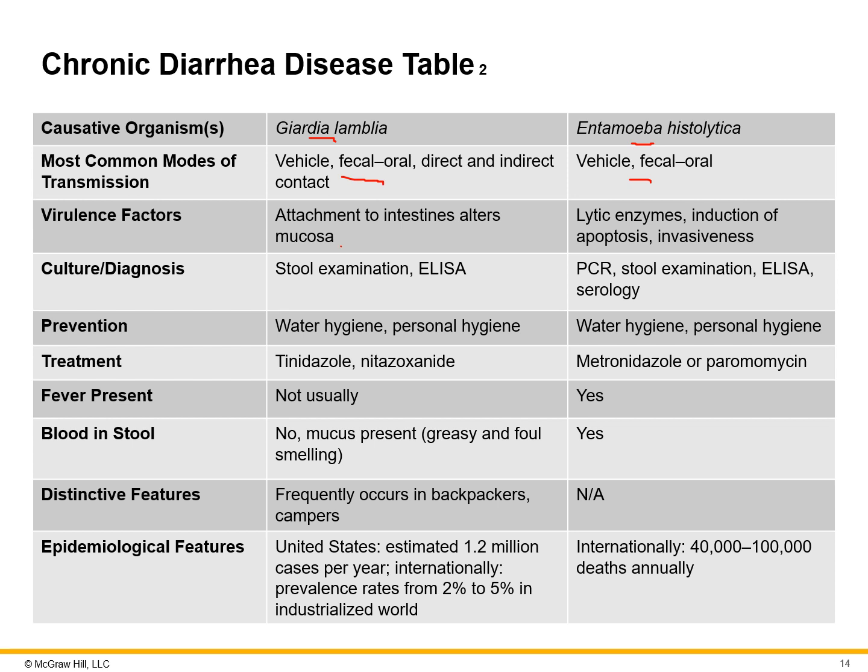Again, the Giardia can attach to the mucosa. The Entamoeba has those lytic enzymes. It can be invasive to cause its disease. Typically no fever with the Giardia, but it is seen with the Entamoeba. And some of the distinctive features here, again, this is the Giardia, the campers and backpackers, as well as pets, are more likely because, again, drinking that contaminated water from streams while hiking.